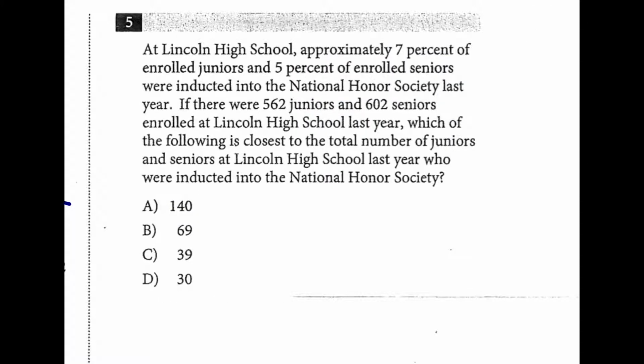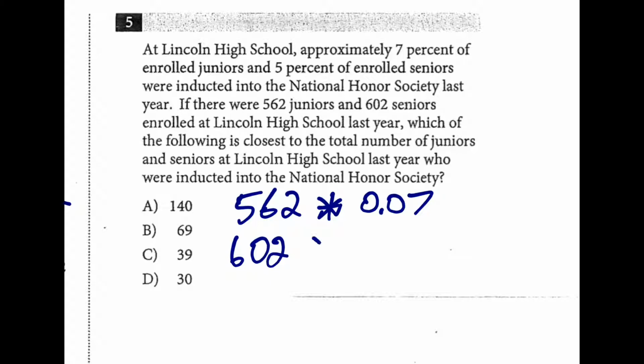For number 5, we need to plug in 7% for the juniors, so that's 562 times 0.07. And then we take 602 for the seniors, and we multiply this by 5%. We add these two together, and we get B, 69.